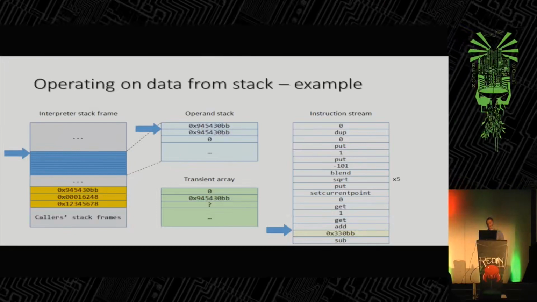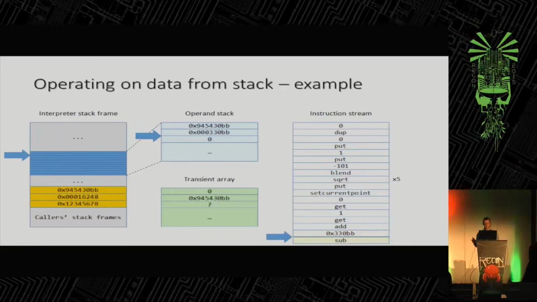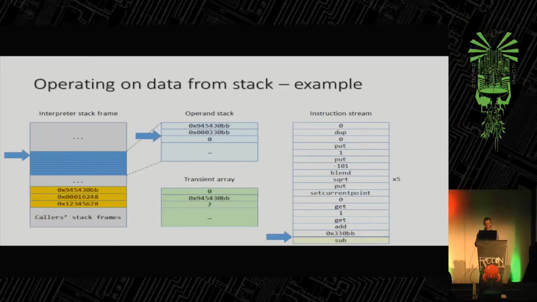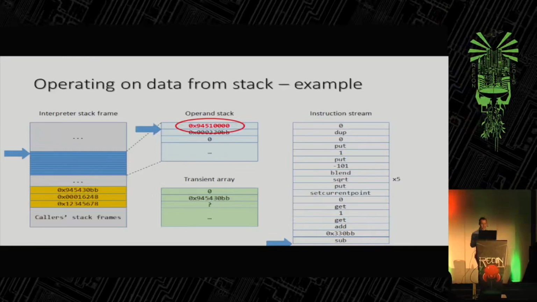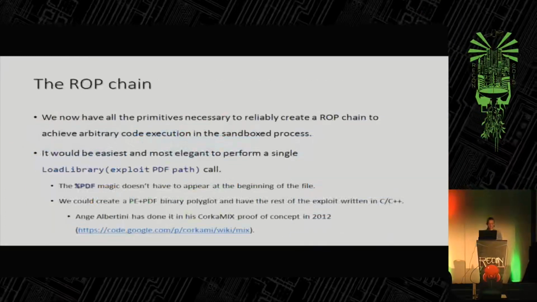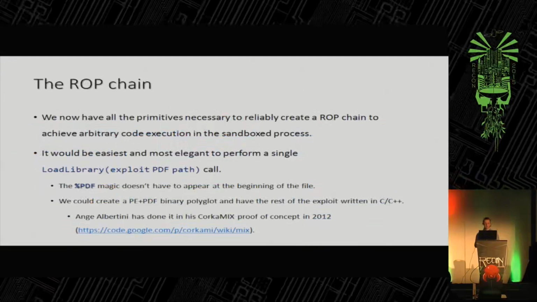So at this point we can perform any operations we like. For example, we can subtract a specific value from that address in order to get the base address of some library that we want to use for ROP chaining. And so this gives us all we need to actually create a reliable ROP chain.